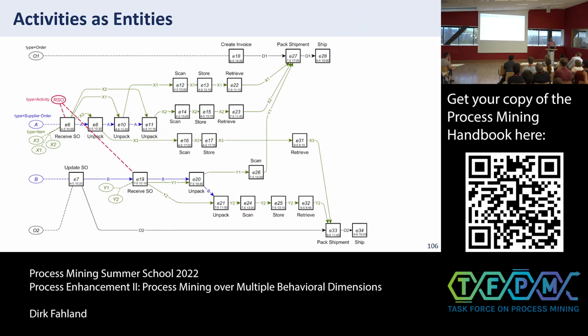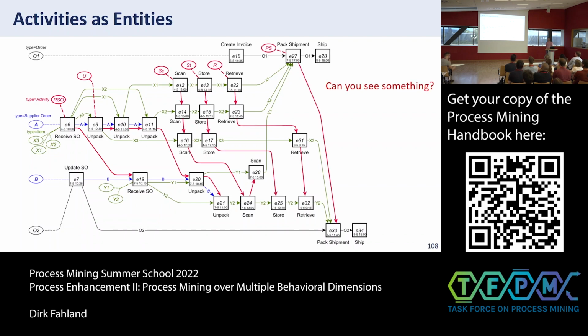Now, I make the activity an entity. So that's not a class node, it's now an entity. So receive supplier order is now an entity, and I add the directly follows edge for this one. What is this going to show me? Well, let's do this for all the activities. Who can see something here? What's the space between two activities if you kind of look at the behavior along two activities?